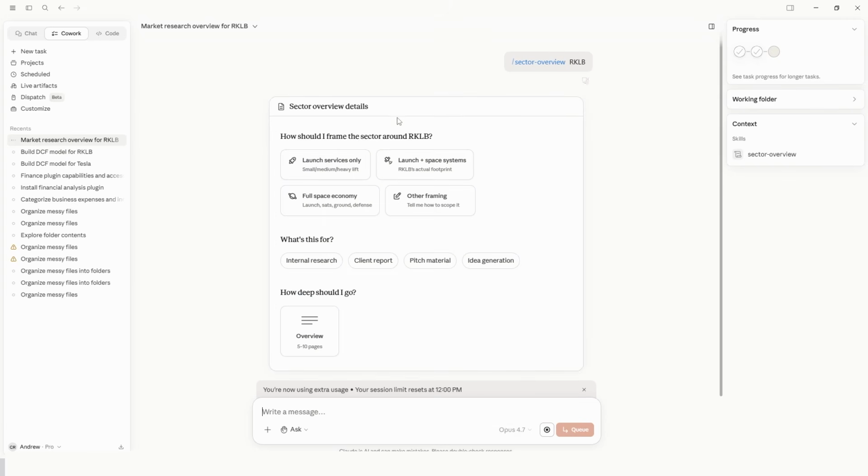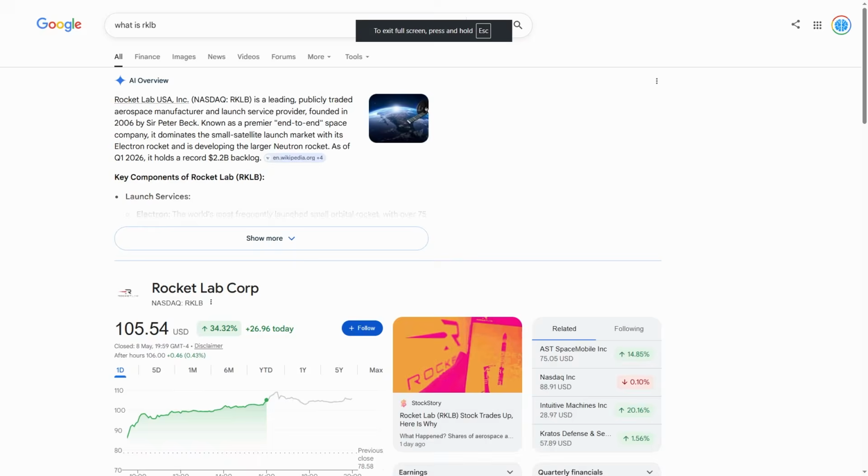Here it says, how should I frame the sector around RKLB? This is where we can look at where things are going, because of course we have SpaceX and different AI companies. You could look at the full space economy here. And if you don't know what RKLB is, guys, I think this would help. RKLB is basically a leader in the space race in terms of how stocks are going to be doing stuff in space. It says it dominates the small satellite launch market with its Electron rocket and is developing a larger Neutron rocket.